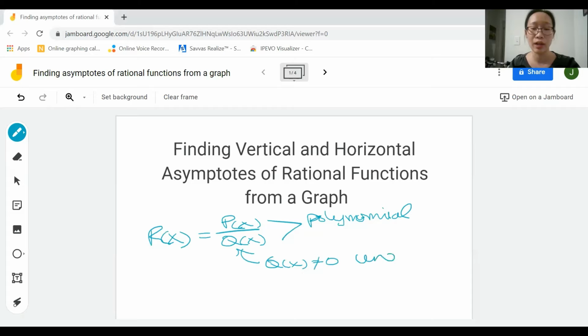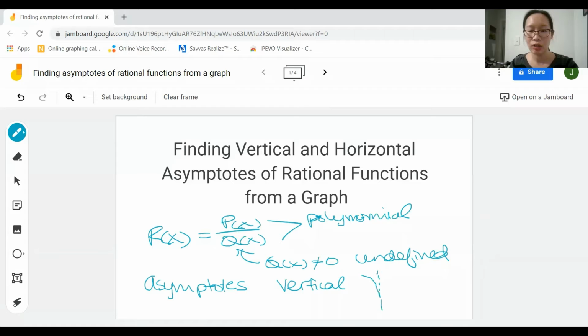It's undefined. One key feature of graphs of rational functions are something called asymptotes. Asymptotes are lines that your graph approaches but doesn't touch. So you can have vertical ones, where you have some line that your graph just gets very close to but doesn't cross, or you can have horizontal ones where your graph just kind of sits and gets closer but doesn't ever really touch. Let's take a look at some examples.